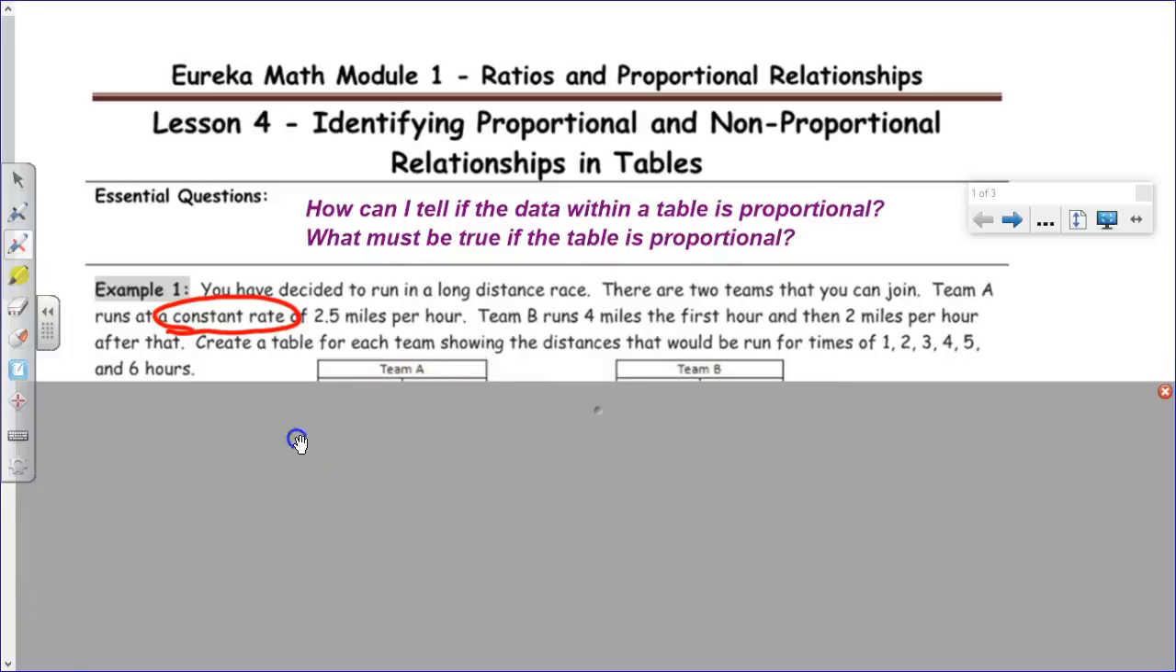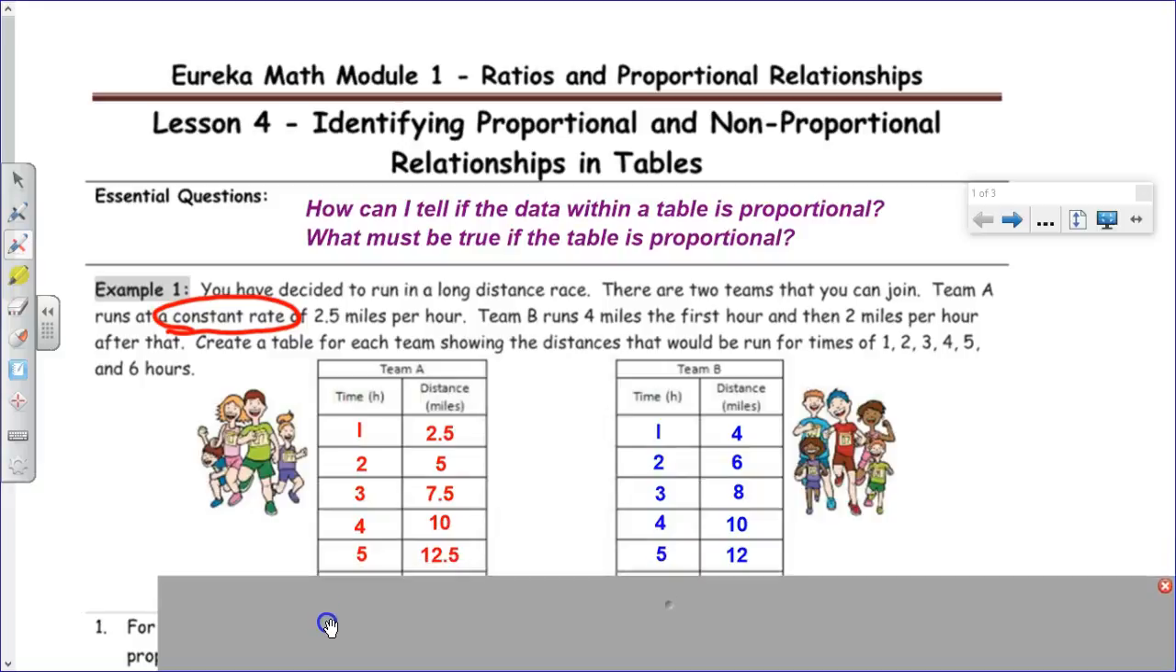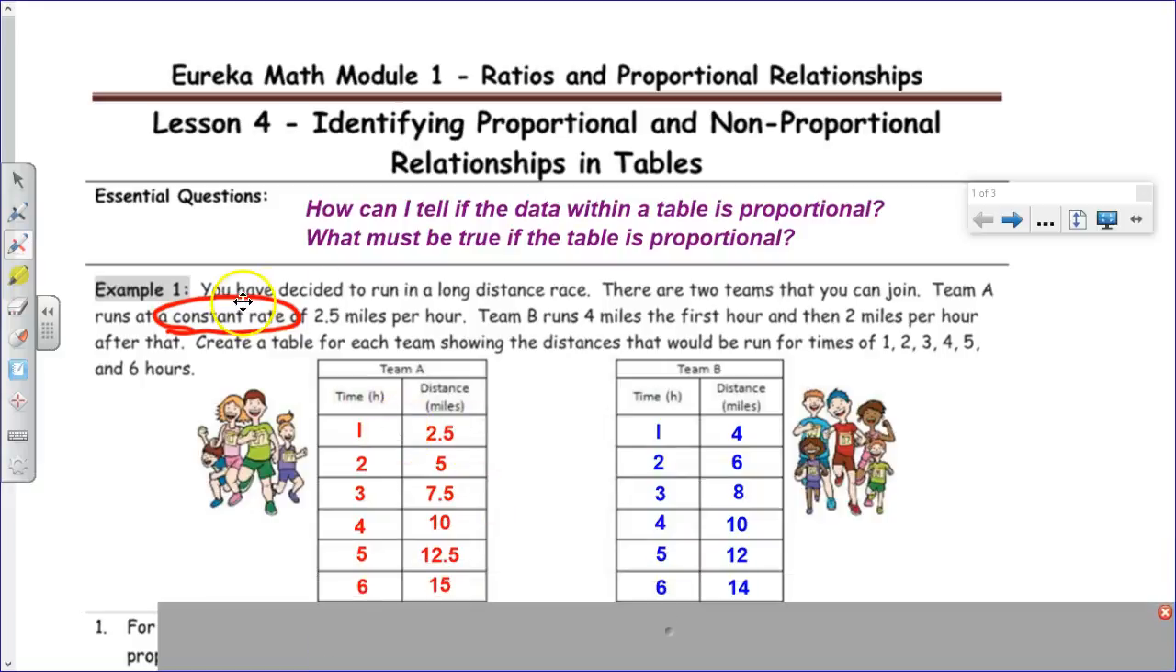All right, this is going to be pre-filled in for you. For Team A, let's go ahead and fill in 1 hour, 2, 3, 4, 5, and 6. So it says constant rate of 2.5. So 1 hour, 2.5 miles. 2 hours, that would be 5 miles because it's a constant rate. If you want to, you can write this in here. So this is times 2.5. Every hour is multiplied by 2.5, and that's constant all the way down. Hopefully you're catching on that that might not be the case for Team B.